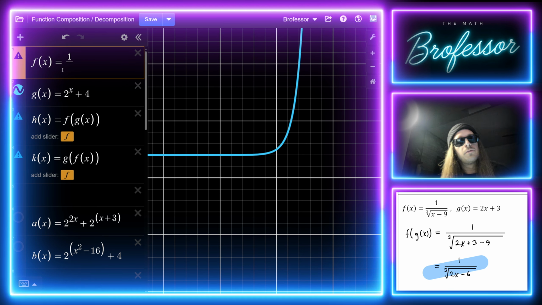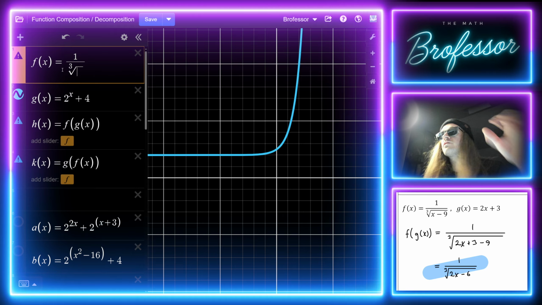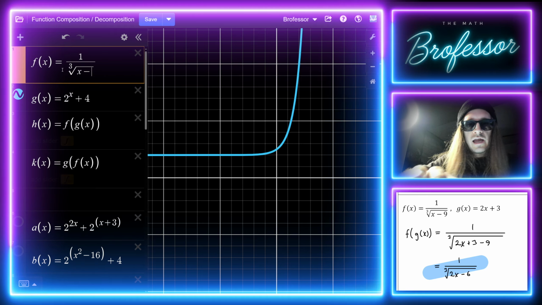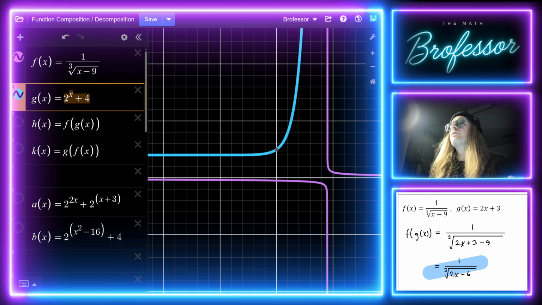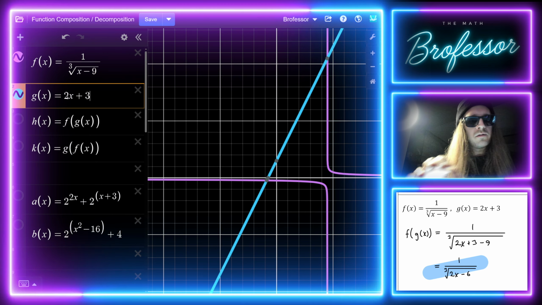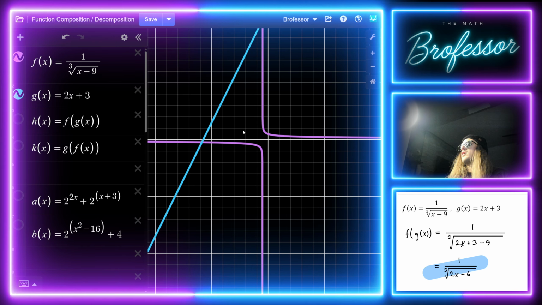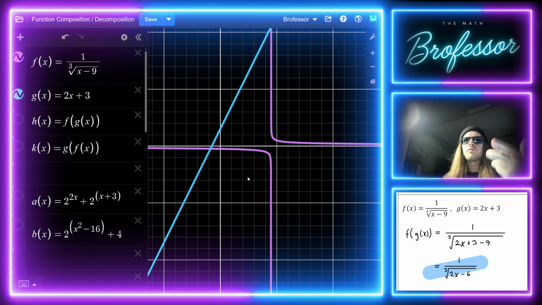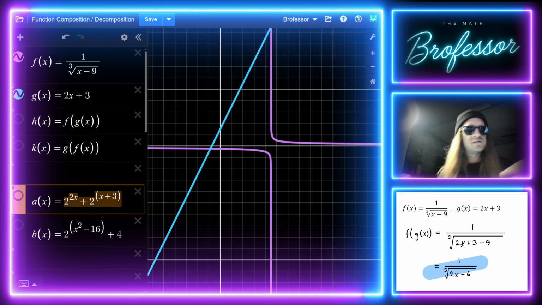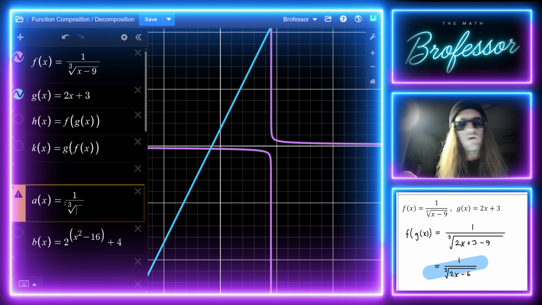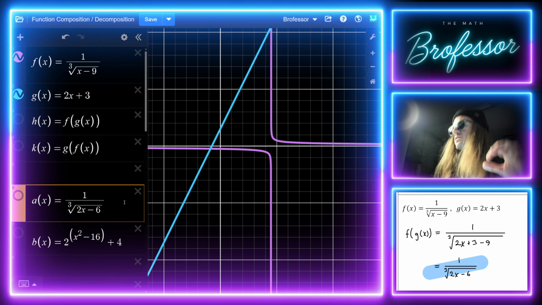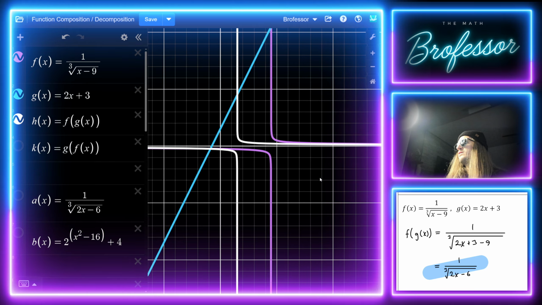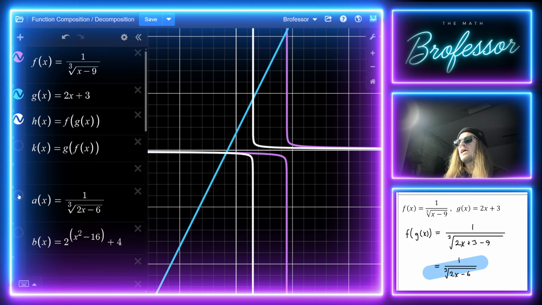If you want to type cube root into Desmos, you type CBRT, and it'll pop out a cube root, x minus 9, and then 2x plus 3. Here we go. Okay, so we have a linear function and we have a rational looking function. And our answer for the first composition is 1 over CBRT of 2x minus 6. So here is the composition right here. Looks like we just had some type of horizontal shift. And then here's our answer, and they check out. Good.